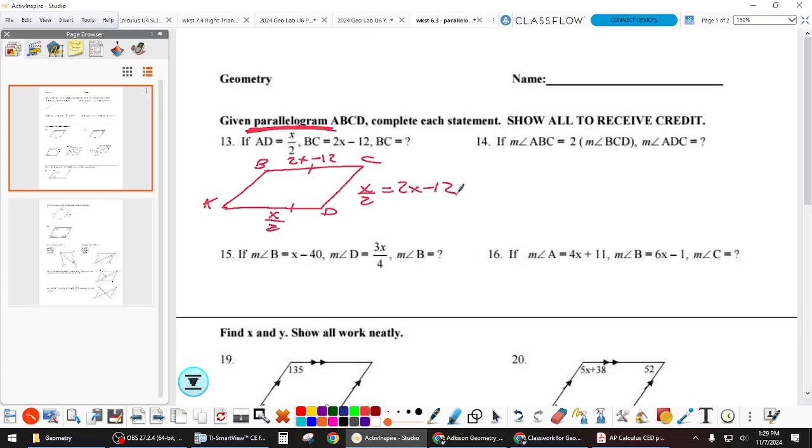And we can set those 2 sides equal. How do we get rid of the 2? Let's just multiply this whole thing by 2. That 2 cancels the first 2 under x, and we just get x. Over here, we have to distribute on both, so it's 4x minus 24. Then we want to get our x's together, so if I subtract 4x, we'll have negative 3x.